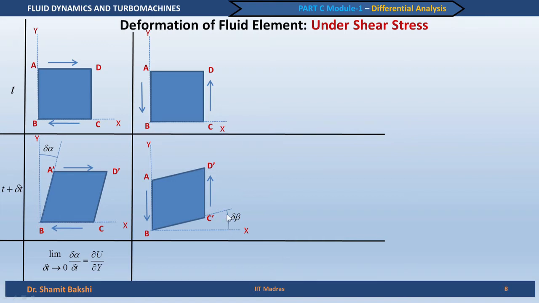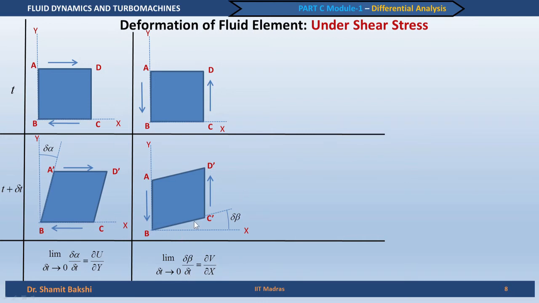It is of this form, and now we have a deformation defined with respect to this angle delta beta, and this will give us the rate of change of deformation of the element, like we did in the case of the shear stresses applied in the x direction. Even with the shear stresses applied in the y direction, we can find a similar expression for the rate of change of deformation, which will be given by delta beta by delta t in the limit when delta t tends to 0. So, under this condition we can define the rate of deformation as del v by del x.